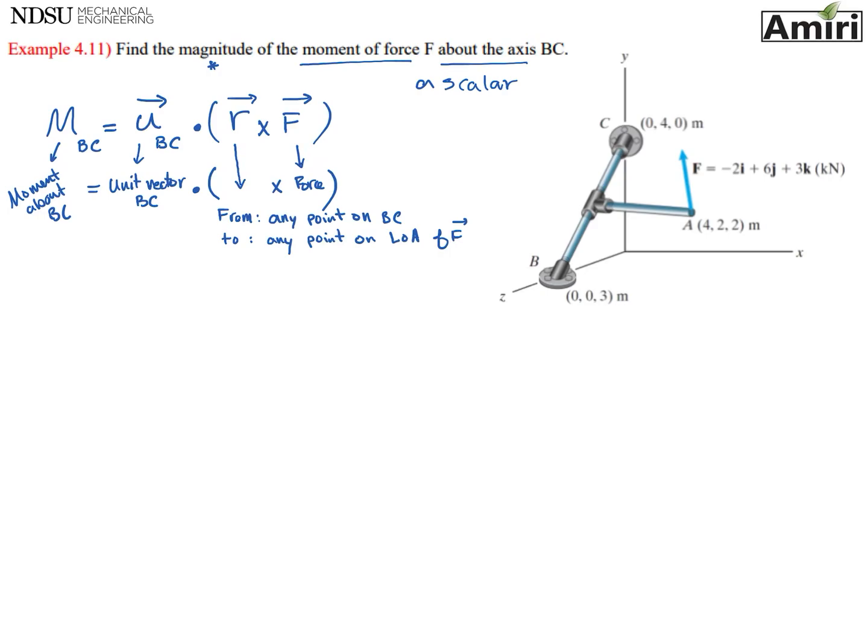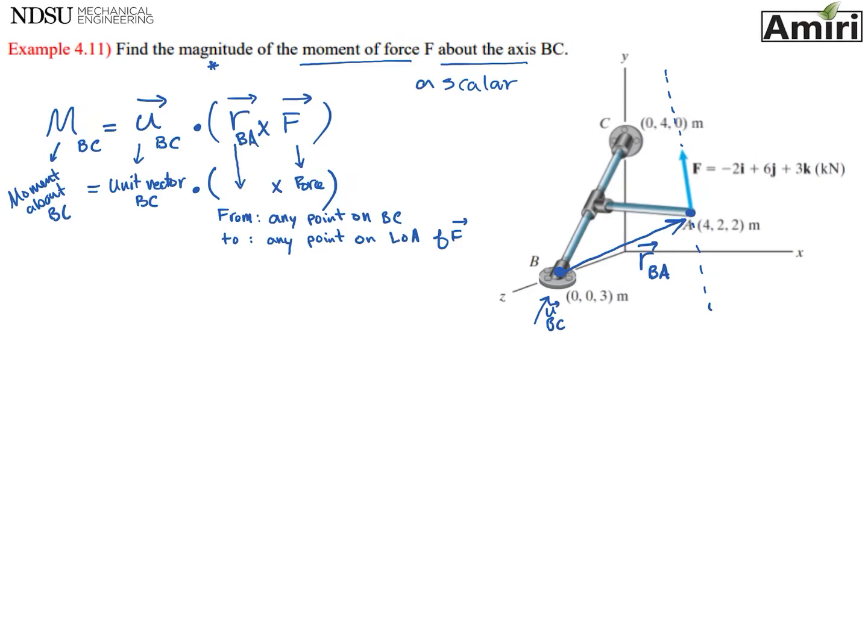So let's look at it. Axis BC, any point on that axis, you can pick any point, but it's important to pick a point that you have the coordinates and you have the information. For example, B. That's my first point that I'm going to pick. So from B to anywhere on the line of action of F, which is this dotted line here. Again, I'm going to pick a point that I know the coordinates, and that will be point A. So if I find a position vector that goes from B to A, and also find the unit vector of BC, then I can solve this problem and find the magnitude of moment about that axis.